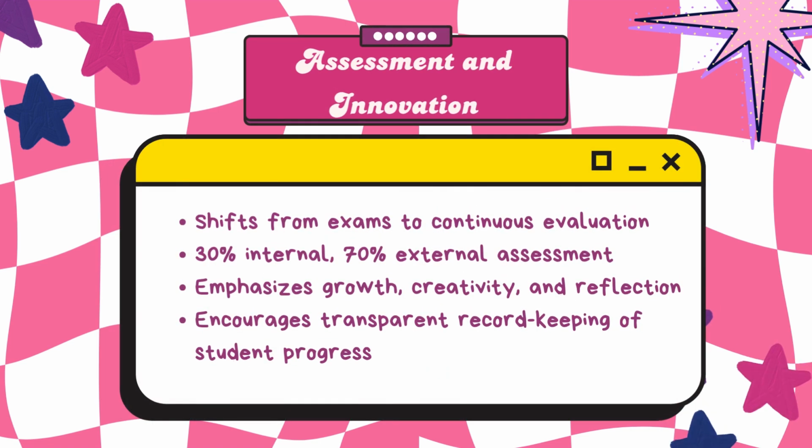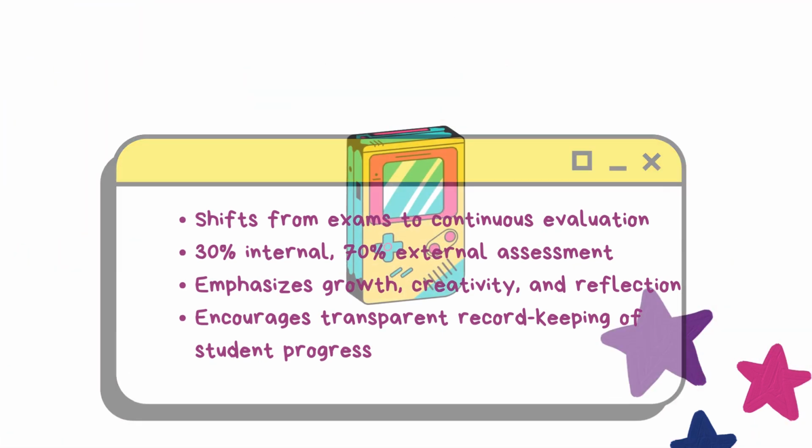Lastly, I will explain the book's approach to assessment. The manual shifts from exam-centered evaluation to continuous assessment. It uses a 30% internal and 70% external assessment structure. Furthermore, it emphasizes growth, creativity, and reflection. Teachers are also encouraged to maintain transparent and meaningful records of students' progress.